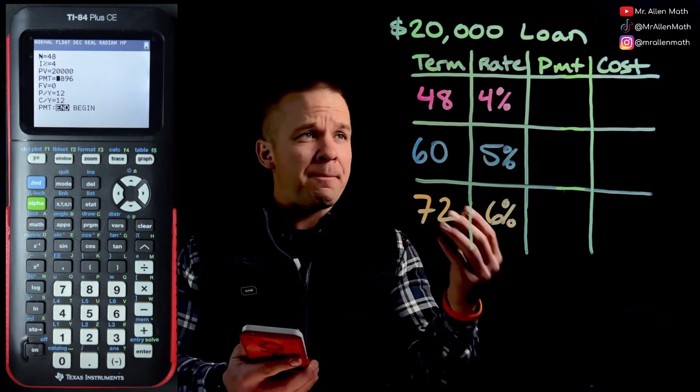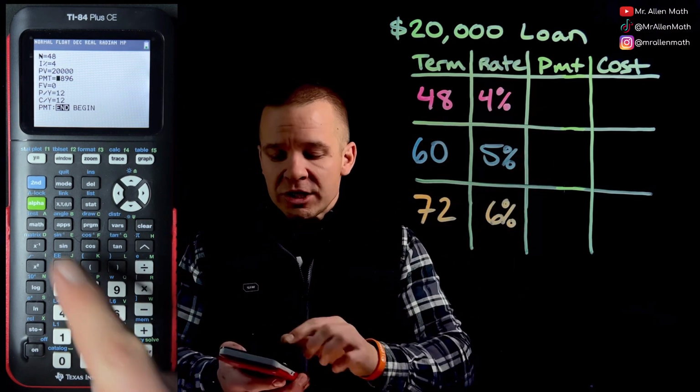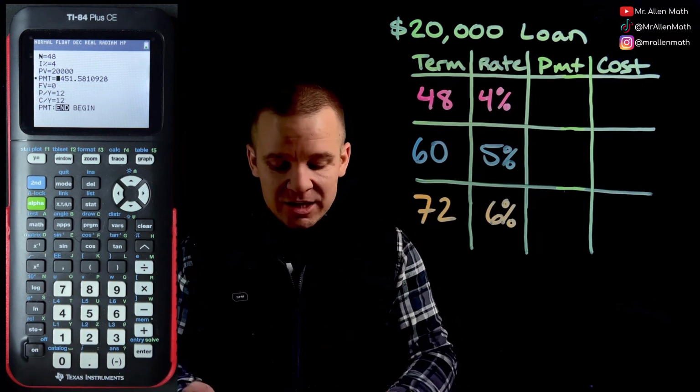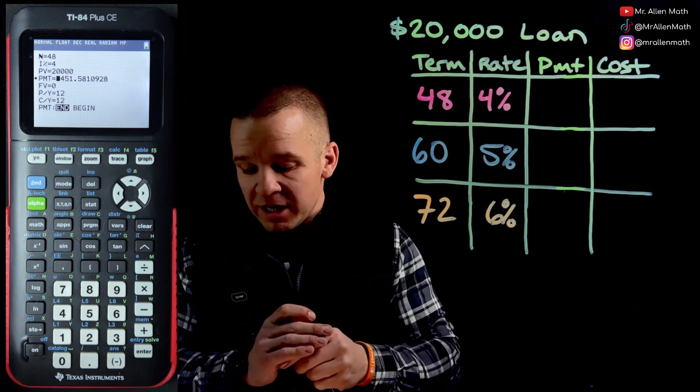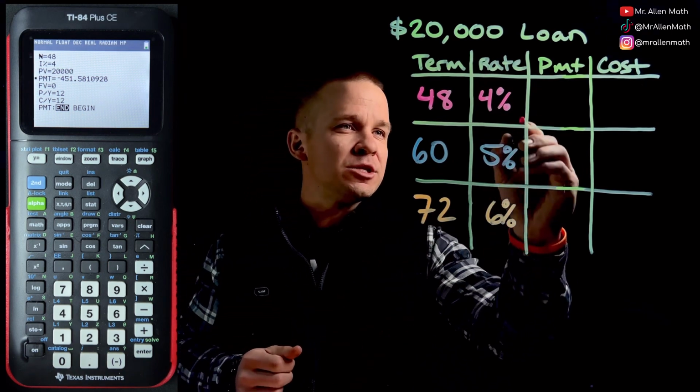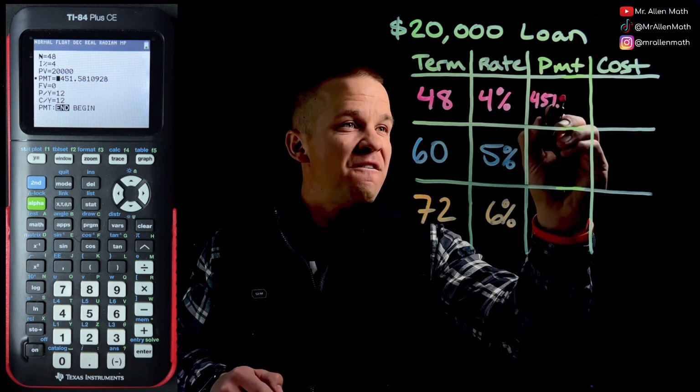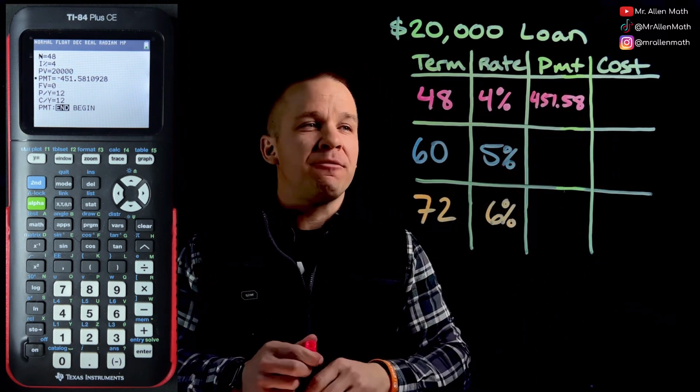Then I'm going to go to my payment. I don't know what my payment is, so we're going to hit alpha and then enter, which is solve, and it's going to tell us what that payment's going to be. For this one, it is $451.58. There's my payment for that one.